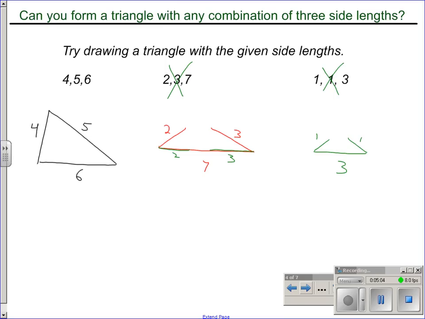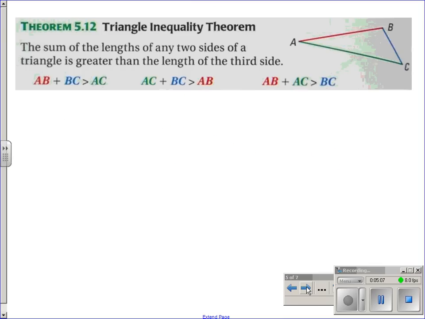It's no good. So that leads us to the triangle inequality theorem, which says the sum of the lengths of any two sides of a triangle is always going to be greater than the length of the third side. So you add up two of the sides, it has to be more than the third side. And you can do any combination, just two sides added up is always going to be more than the third side. So hit pause, copy this down, please.